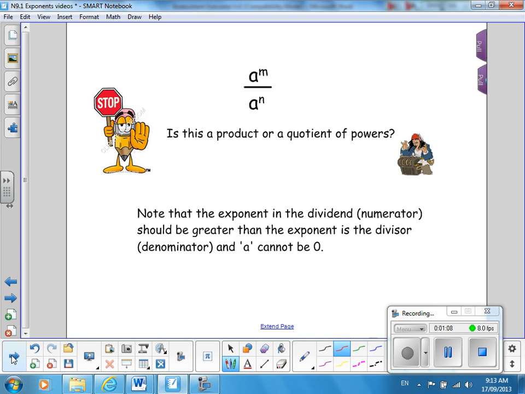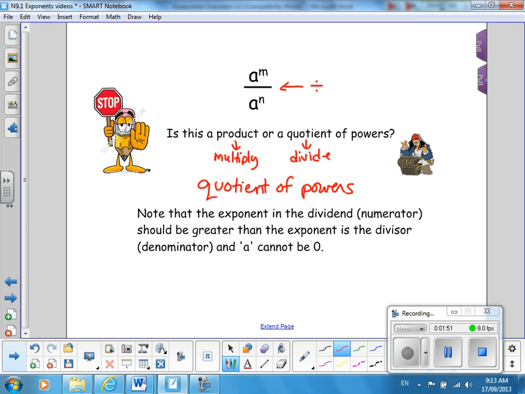If I have a to the exponent m divided by a to the exponent n, so that's any number to the exponent m divided by the same number, same base, to the exponent n, do you think we would call this a product or a quotient of powers? Well, product means we are multiplying. Quotient means we are dividing. In this case, the fraction bar means division. So this would be called a quotient of powers because we are dividing 2 different powers.